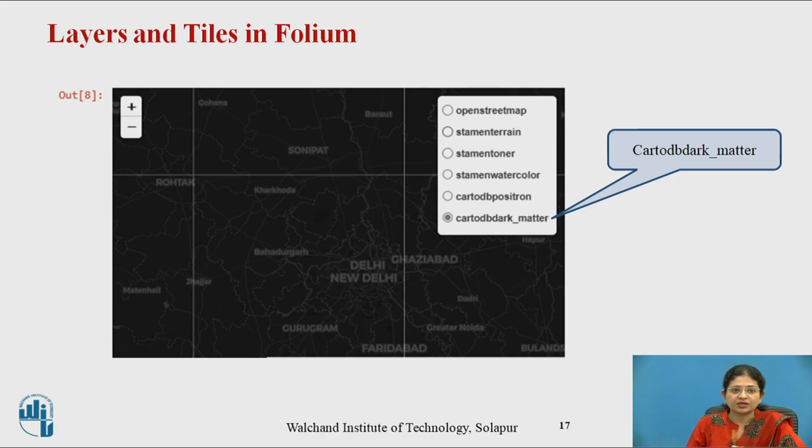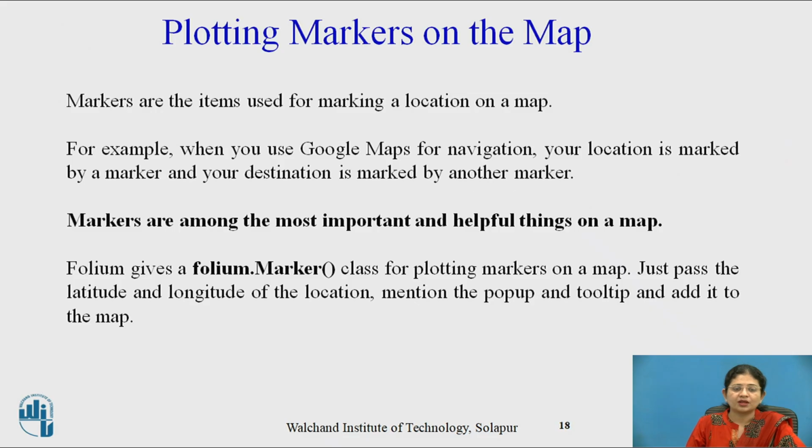So these are the various types of layers and tiles in Folium. Now let's focus on plotting markers on the map. Markers are the items used for marking a location on a map. For example, when you use Google Maps for navigation, your location is marked by a marker and your destination is marked by another marker. So markers are among the most important and helpful things on the map.